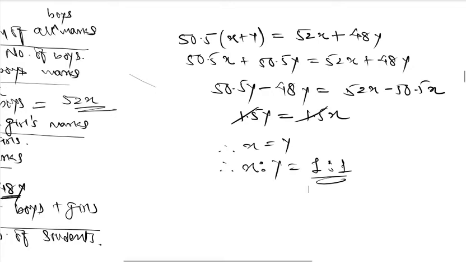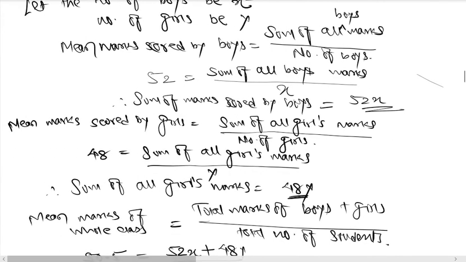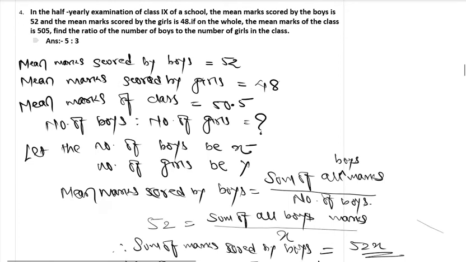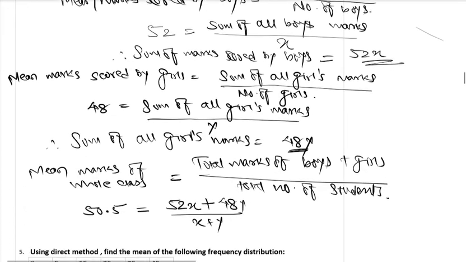Now I don't know whether my answer is correct or not. Let me check here in the question. No, the answer is 5 is to 3. See, the problem is there is a typing error over here. If on the whole the mean marks of the class is 50, then it could have been. Let's check whether the mean marks are 50 or not.